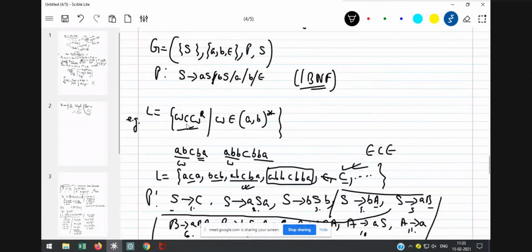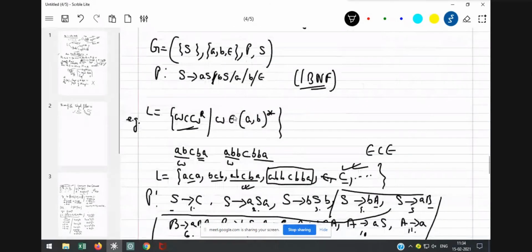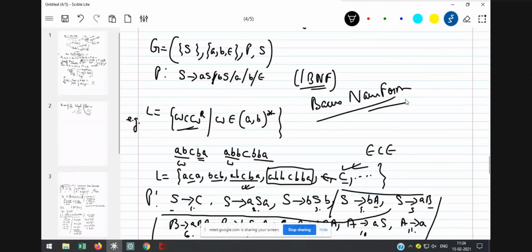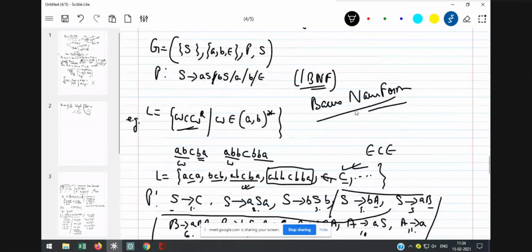Now, for this given language, I have constructed the context-free grammar like this. Now my question is, read this Backus-Naur form by yourself, and then try to convert this example into Backus-Naur form.